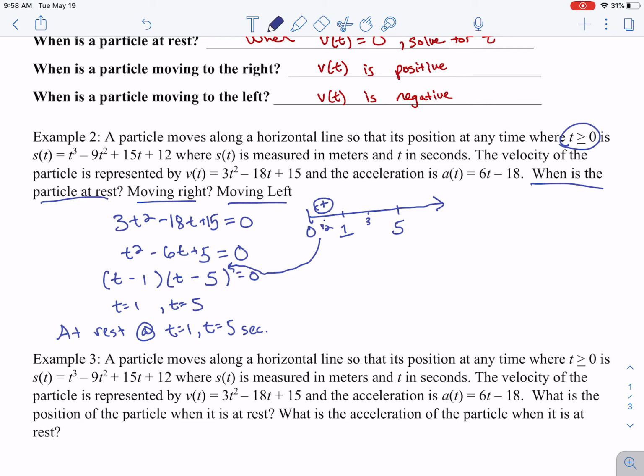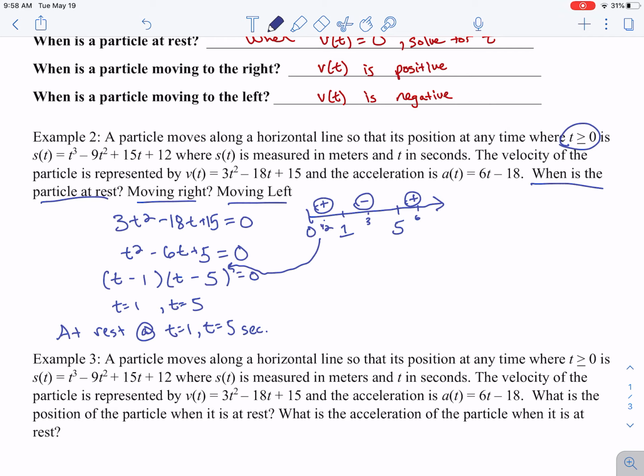If you plug a 3 back in, you're going to get 3 minus 1 is positive. 3 minus 5 is negative. Positive times negative is negative. And then plug in a number that's bigger than 5. So like, let's pick a 6. 6 minus 1 positive. 6 minus 5 positive. So this is going to end up being positive. Okay, so I'm just using skills that we have learned in the first semester. Nothing new here with that chart.